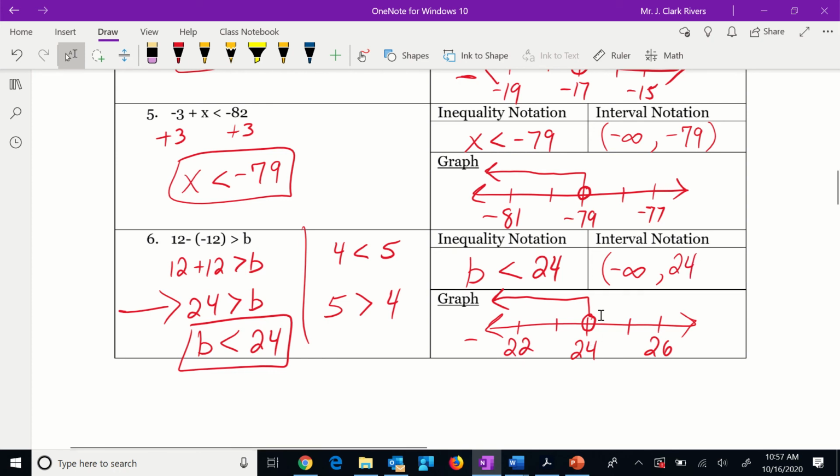Parenthesis or bracket, what do you think? Well, it's an open circle, meaning 24 is not included. It is a parenthesis. So just to be clear, what does this mean? It means every number right up next to 24 is in our solution set. So 22 is, 23 is, 23.8, 23.9, 23.99999 is included. Everything right up next to 24.